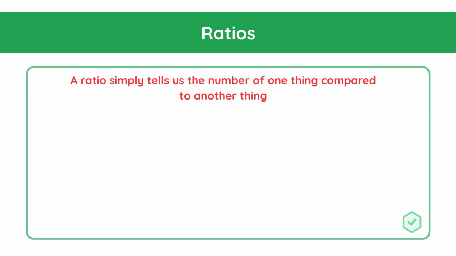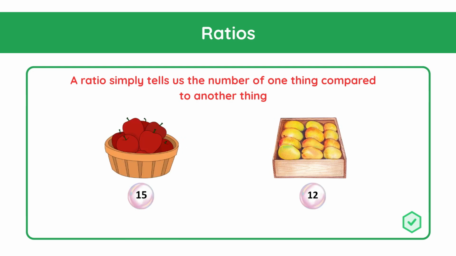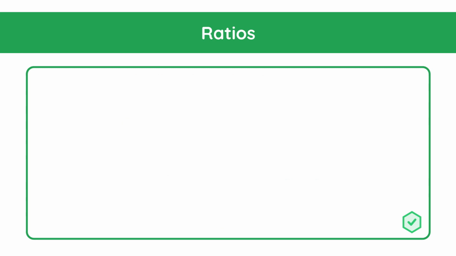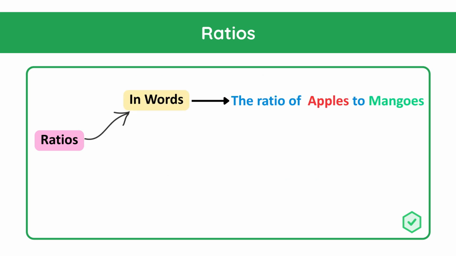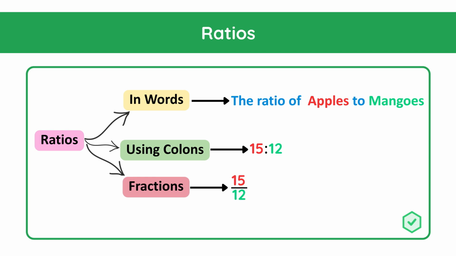Let's start with the basics. A ratio simply tells us the number of one thing compared to another thing. For example, suppose you have 15 apples and 12 mangoes. The ratio of apples to mangoes is 15 to 12. Now there are 3 different ways to write a ratio, and you must know all 3. The first way is in words, the ratio of apples to mangoes. The second way is using a colon, 15:12. The third way is as a fraction, 15/12. All 3 mean exactly the same thing.